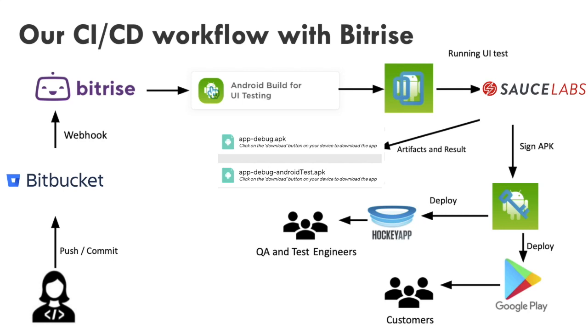After that, we run our test in SauceLabs, in a virtual device, because we will send our APK, or both APKs, to SauceLabs to test our application. And after that, the artifacts that we will get: at the end, Bitrise will give us two APKs. The first one is the application itself, and the second one is our test cases. After that, we can sign the application, deploy to HockeyApp for QA and testers, and deploy to Google Play Store for customers.